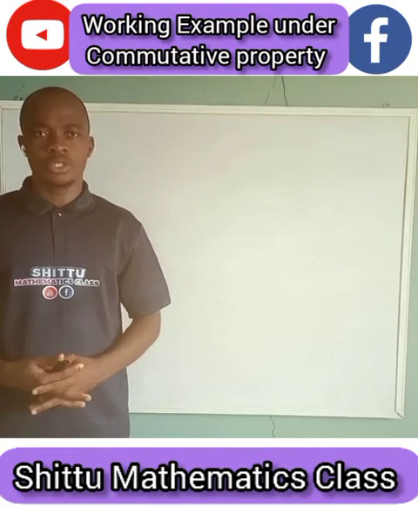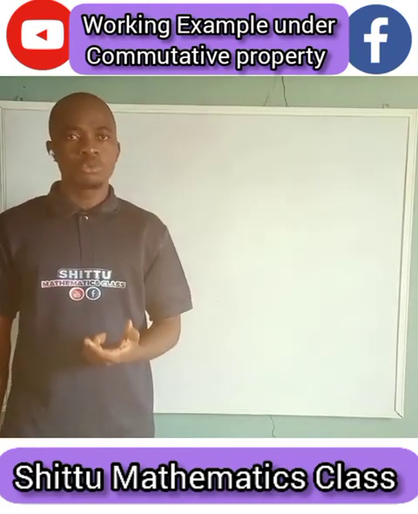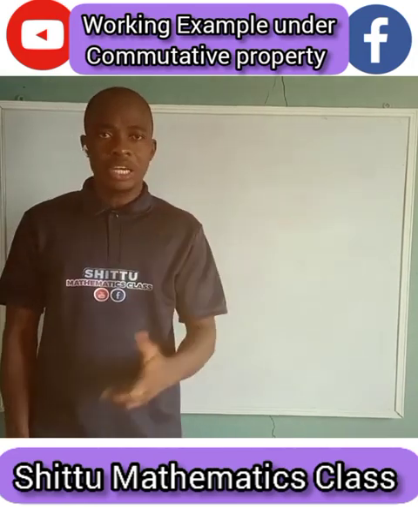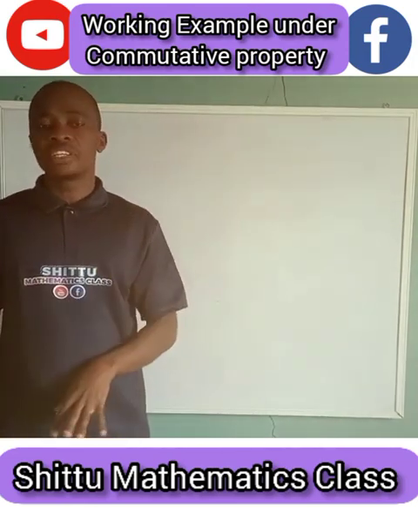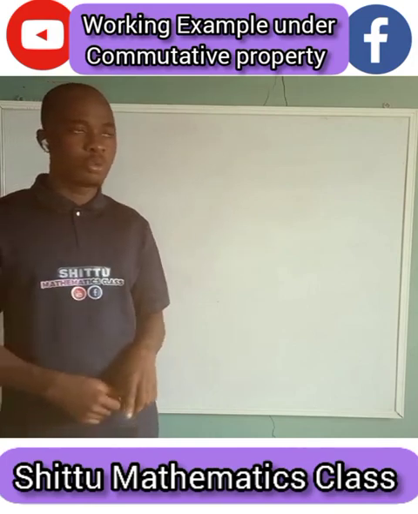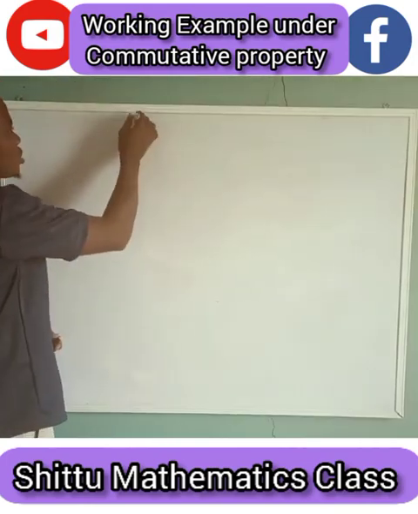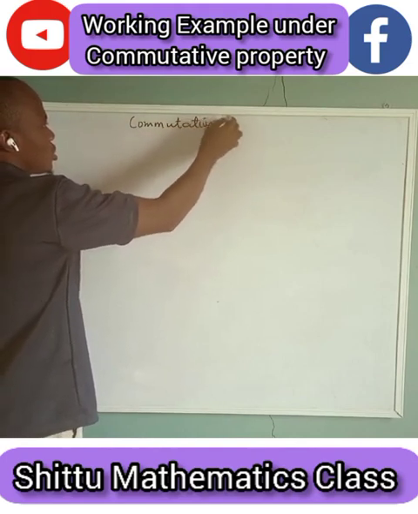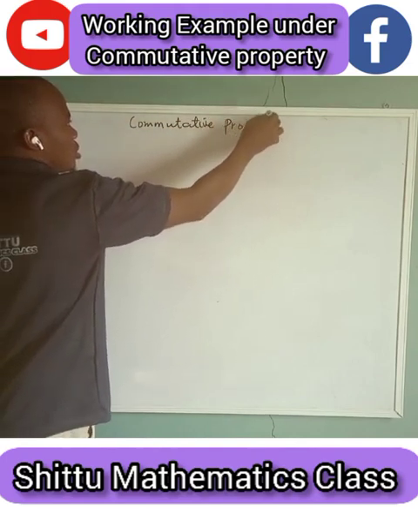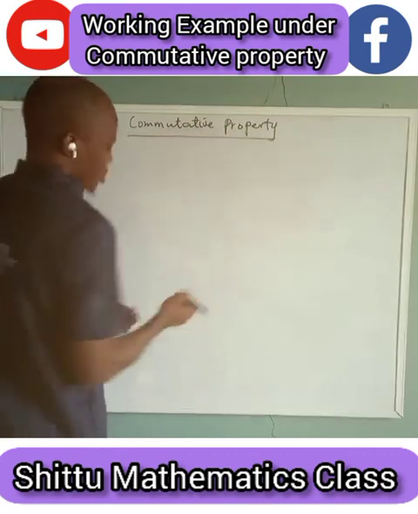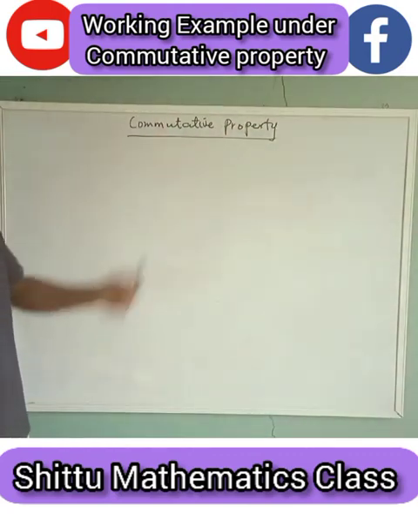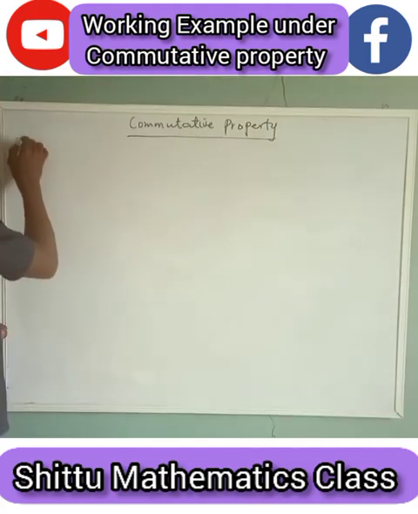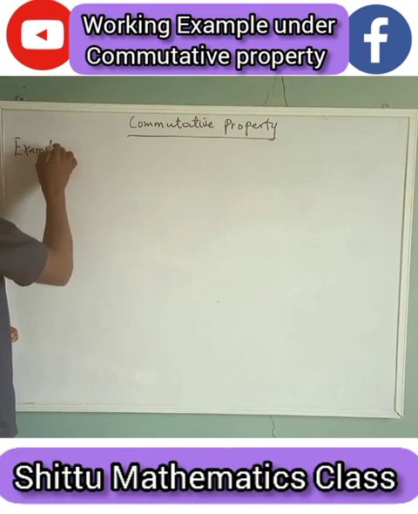In today's tutorial, we are going to continue from where we stopped. In our last video, we talked about binary operations, but precisely we talked about the commutative property. So today, we are still going to be under this commutative property, and we are going to solve an example under it.